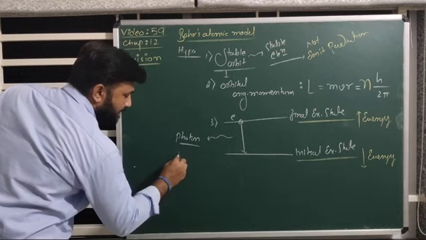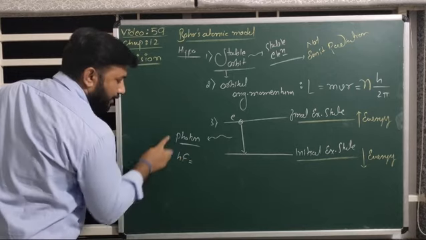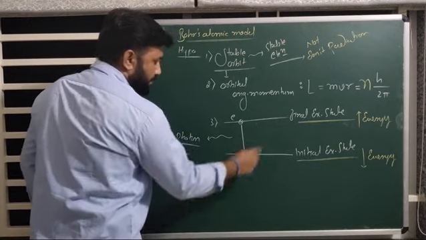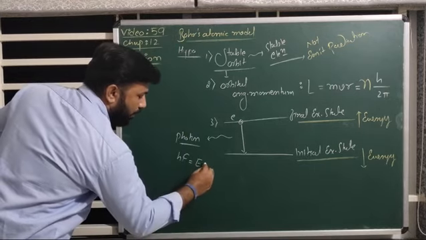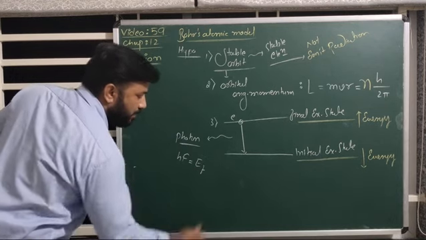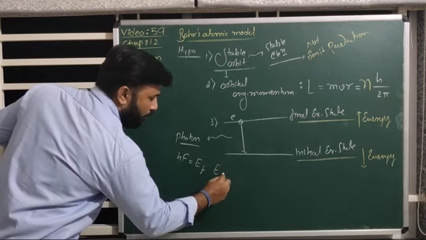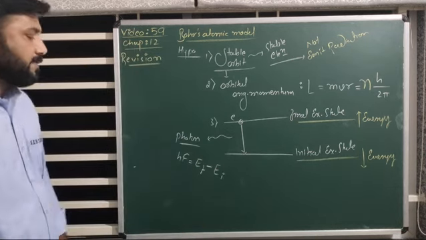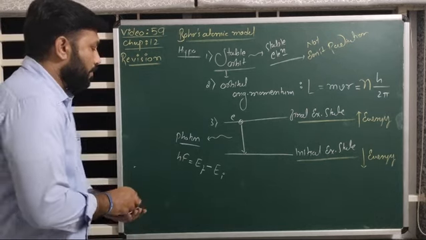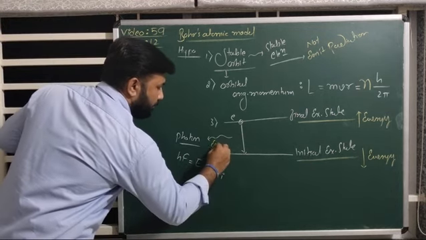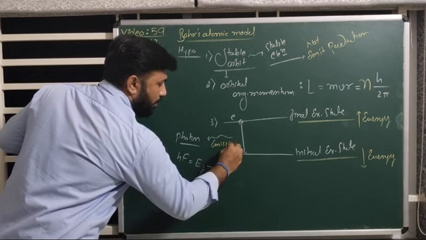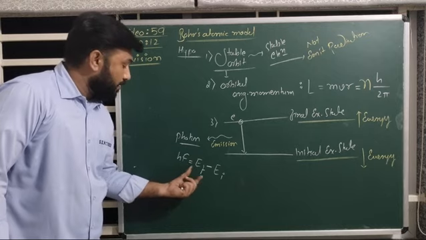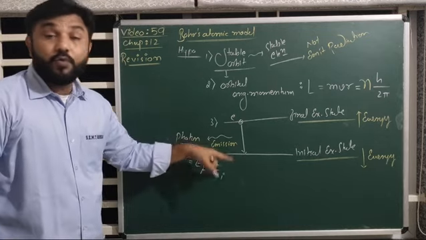Clear? Photon means hf, and this photon has energy equal to the energy difference: the energy of the high excited state minus the energy of the low excited state. Clear? So this is nothing but emission of a photon, having energy equivalent to the energy difference between those two levels.